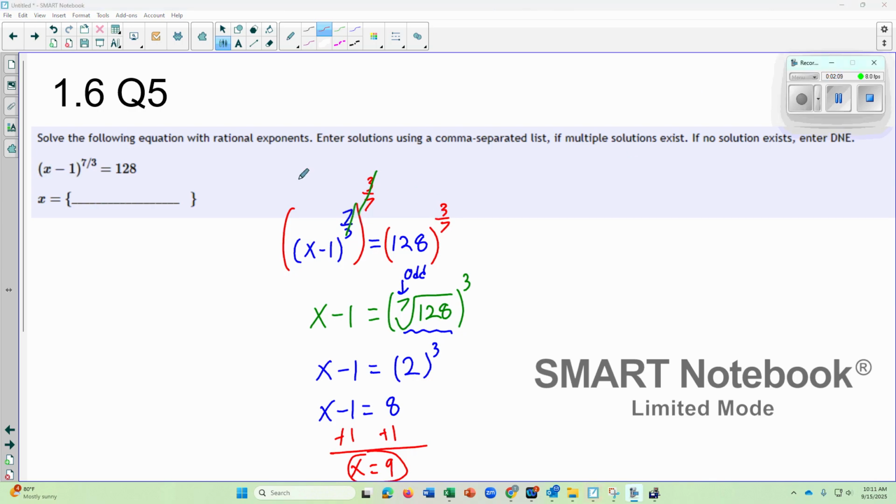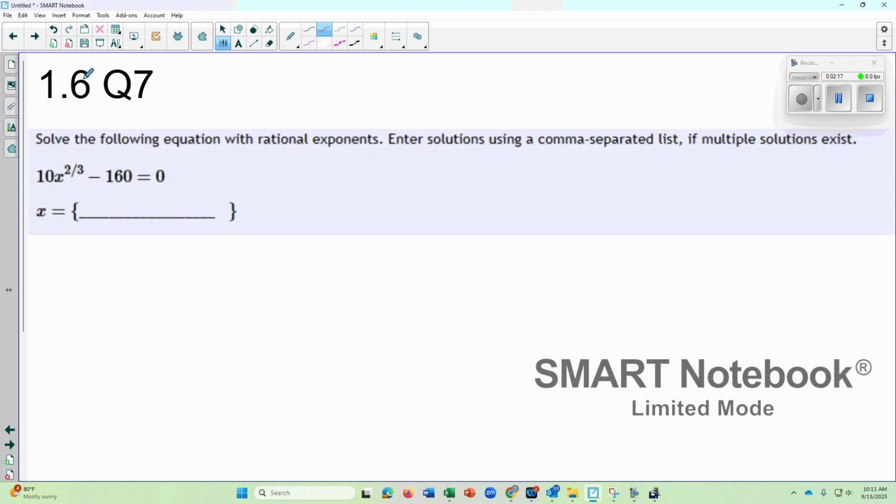I'm going to go ahead and continue on to the next one because the next one is actually pretty similar to this one. So let's go ahead and look at the next one that was submitted right here. So question number 7 from the homework. So this one, you have to do a little bit more work to isolate it. So what I would do to start is to add 160 to both sides. So then we end up with 10 times x^(2/3) = 160.